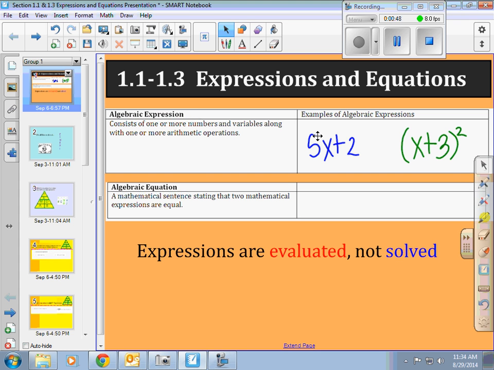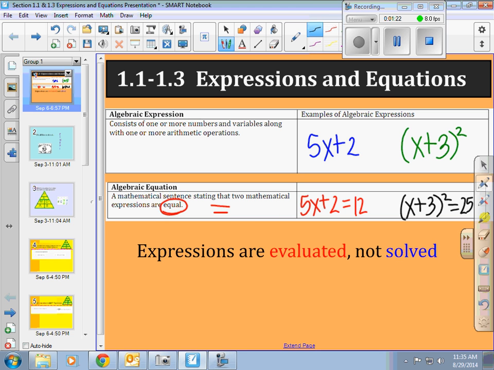Now, an algebraic equation is a mathematical sentence stating that two mathematical expressions are equal. So notice it's made up of expressions and it says they are equal. So the biggest thing with an equation is it must have an equal sign. So turning our expressions from above into equations, one example would be 5x plus 2 is equal to 12. And once again, I can do the same thing with the other one. We could have the quantity x plus 3 squared is equal to 25. So that would be an algebraic equation.